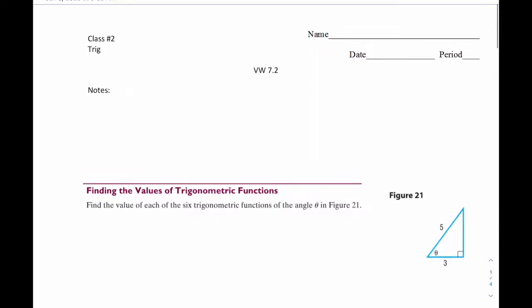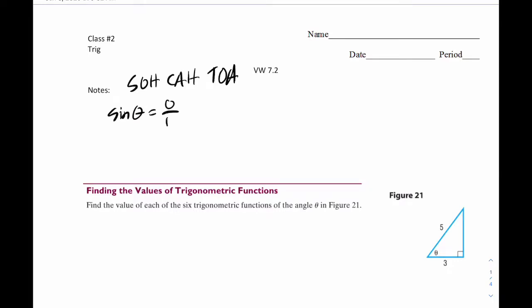Today we're going to be talking about SOHCAHTOA. So you might recall this from your geometry class. SOHCAHTOA is really important, and it's the foundation of what we're going to do today. So in short, I'm going to write it out.